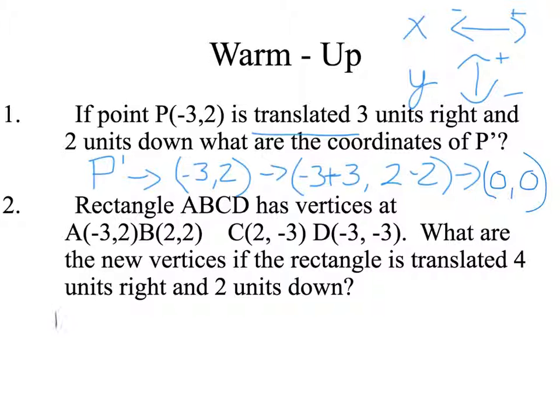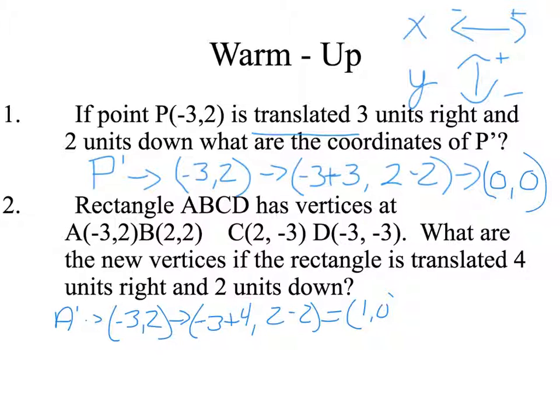In problem 2, we have a prime. So we're starting at -3, 2 for a. This time we're going 4 units right, so -3 plus 4. We're going 2 units down, so 2 minus 2. That gives me a new point of 1, 0. We have b prime, which is at 2, 2. We are still going right 4, and we're still going down 2. So that's going to give me the point 6, 0.